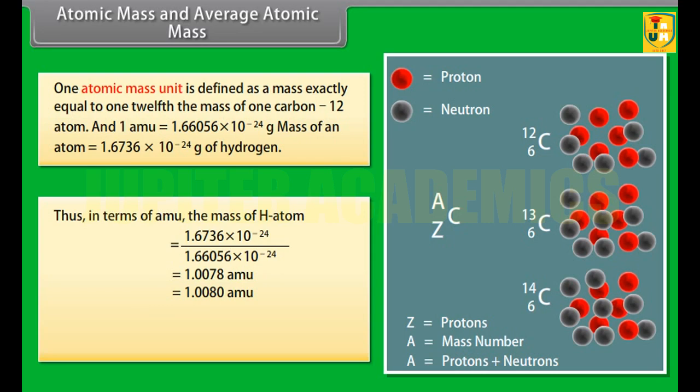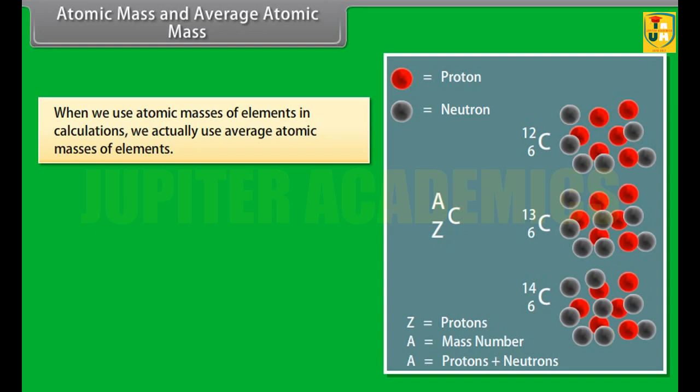Thus, in terms of AMU, the mass of each hydrogen atom is equal to 1.6736 × 10^-24 divided by 1.66056 × 10^-24, which is equal to 1.0078 AMU, or approximately 1.0080 AMU. Similarly, the mass of an oxygen-16 atom would be 15.995 AMU. When we use atomic masses of elements in calculations, we actually use average atomic masses of elements.